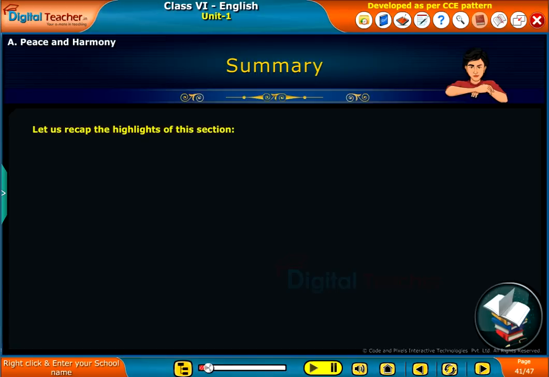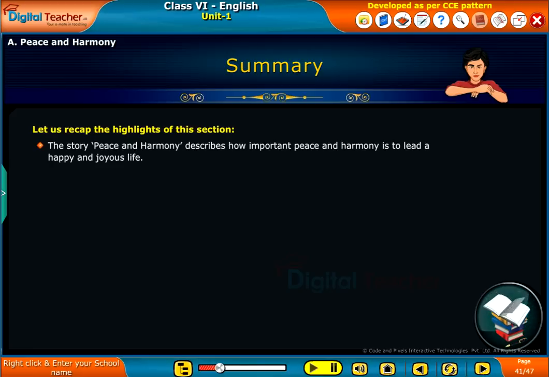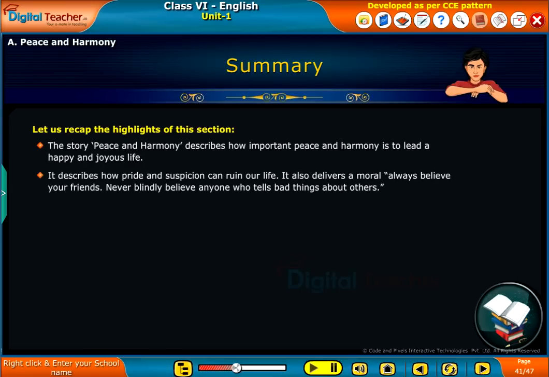Summary. Let us recap the highlights of this section. The story Peace and Harmony describes how important peace and harmony is to lead a happy and joyous life. It describes how pride and suspicion can ruin our life. It also delivers a moral: always believe your friends. Never blindly believe anyone who tells bad things about others. It also stresses that mutual faith is very necessary to achieve peace and harmony.